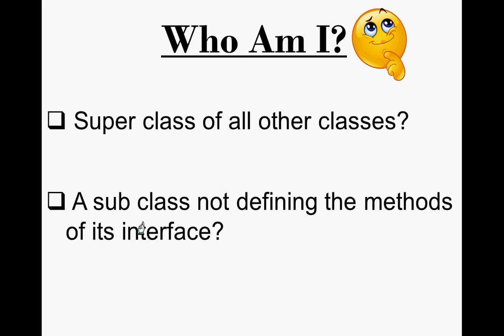Now we reached the end. Try to find the answer for these two questions. First, a superclass which acts as a superclass for all other classes in Java. What is the name of that class? And second, a subclass not defining the methods of its interface. That means we are inheriting an interface, but inside the subclass we are not defining the methods. Then that subclass will become what? Try to find the answer.